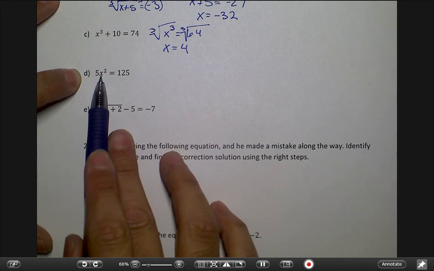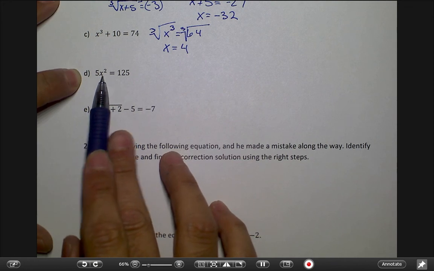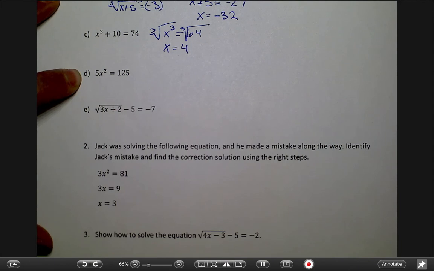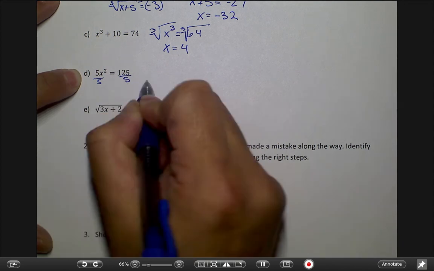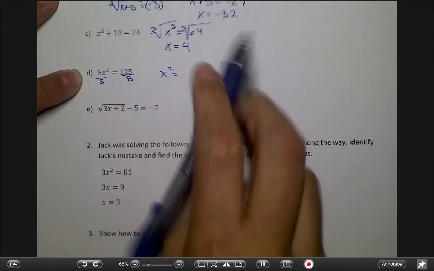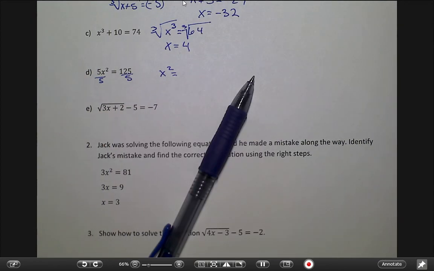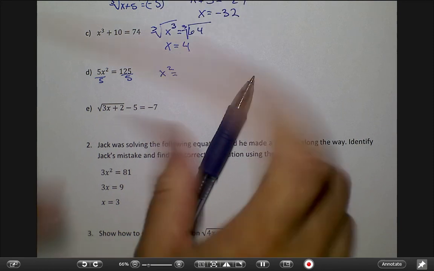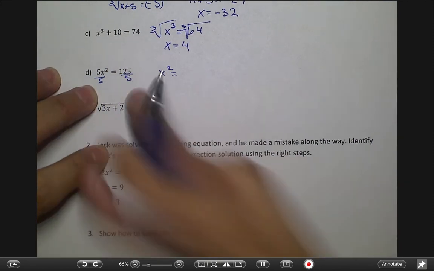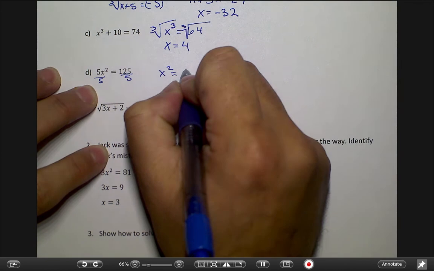I need to get the variable by itself first. So I need to get rid of the 5. To get rid of the 5, I need to divide both sides by 5. Very good. Divide by 5. So I get x squared is equal to... give me one moment. Okay, so where am I at? Okay, so x squared equals 125 divided by 5, which gives me 25.